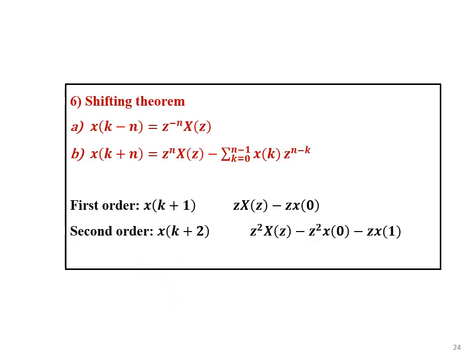The shifting theorem: x of k minus n equals z to the power negative n times x of z, and x of k plus n equals z to the power n x of z minus the summation k equals 0 to n minus 1 of x of k z to the power n minus k. For the first order, x of k plus 1, we get z x of z minus z x of 0. For x of k plus 2, z squared x of z minus z squared x of 0 minus z x of 1.